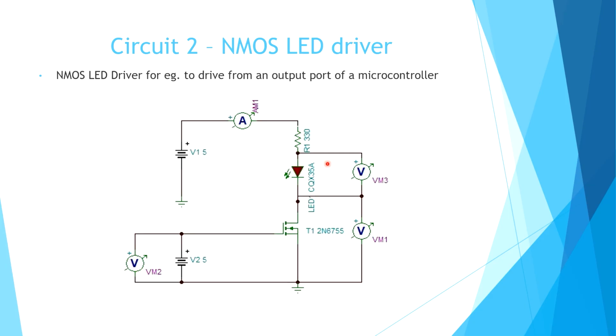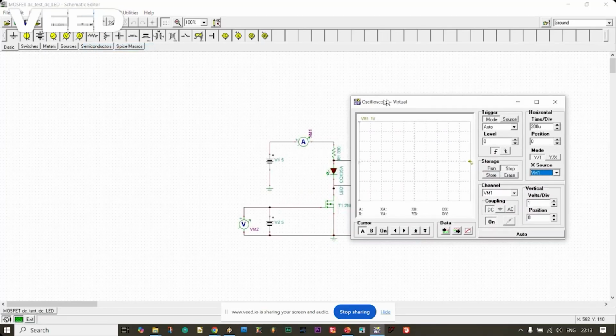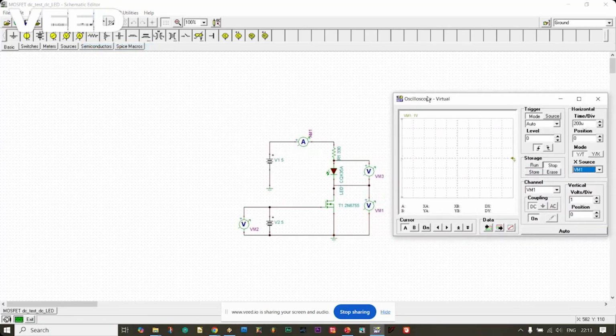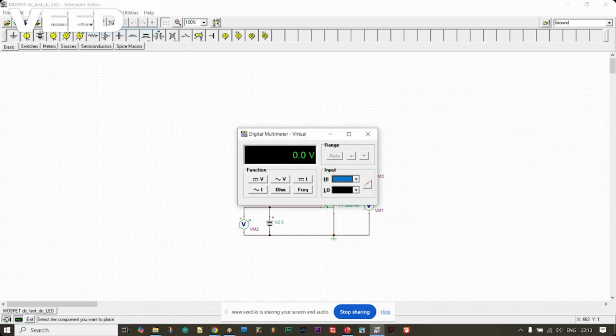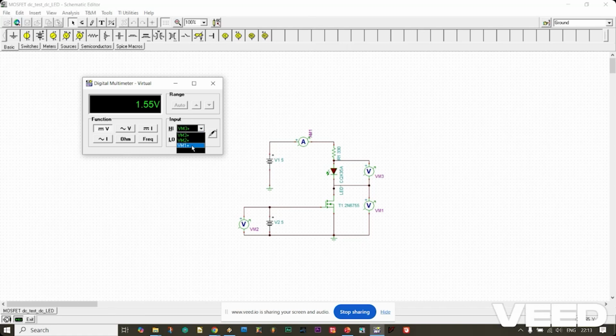Okay. So now let us see the simulation circuit. This is the NMOS LED driver with the transistor. This is the output port, where it is open circuit here at the gate. Okay. So now let us see the voltages. Oh sorry, it's the oscilloscope as multimeter. Let us see VM1.